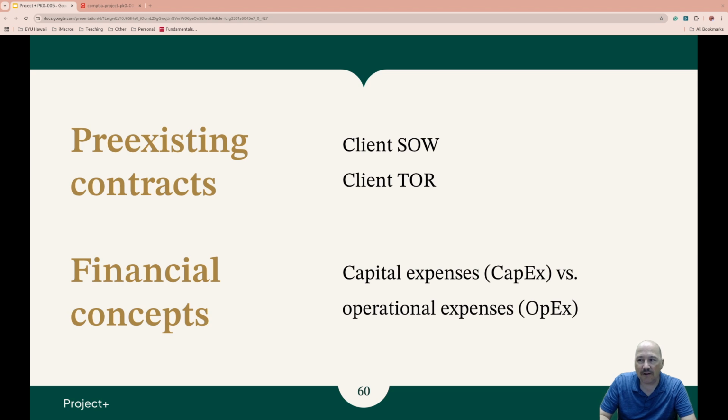And then there's financial concepts. Understanding the differences is crucial. So capital expense is something that takes a significant amount of investment. So think about a building or a data center. If you're going to build a data center, that's a lot of money. I mean, probably on the cheap side, $10 million for an okay data center, and it can just balloon from there easily.